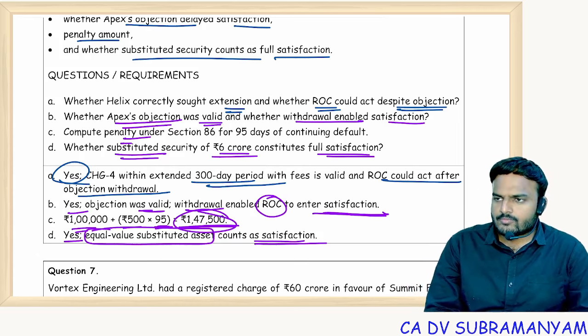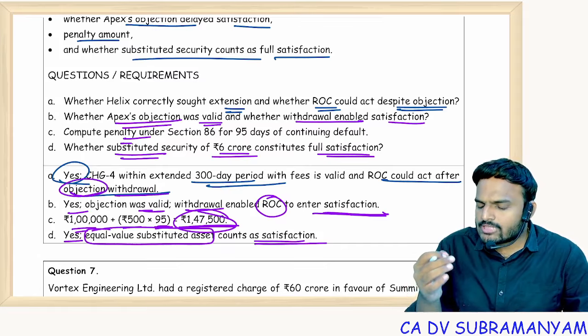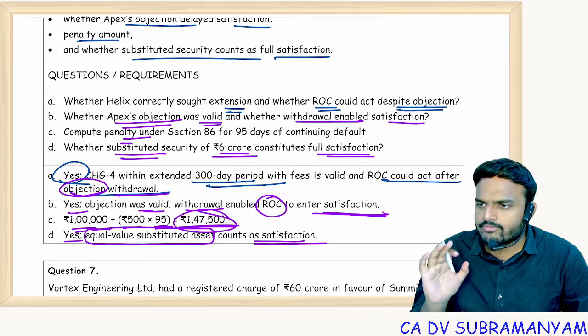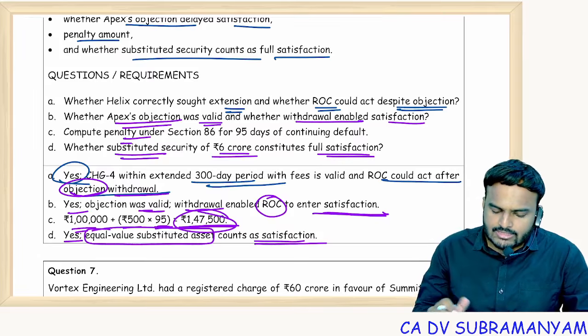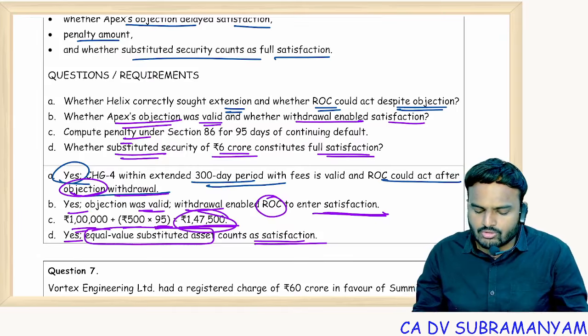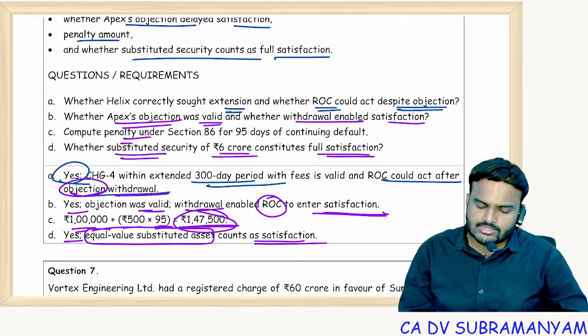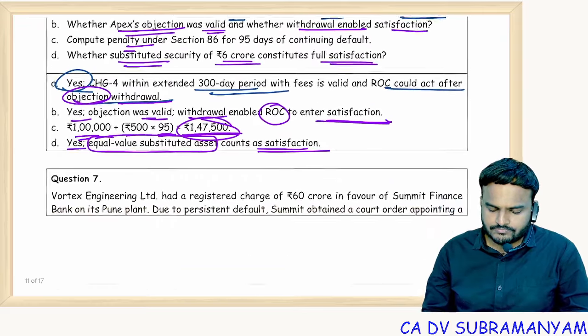Clear? So once the charge holder raises an objection, it will be entered. No certificate of registration of satisfaction of charge will be given. Once he proves, yes sir, the remaining loan amount to asset value is matching, now the objection can be withdrawn. Now the ROC can withdraw the objection. The ROC will issue the certificate of registration of satisfaction of the charge.